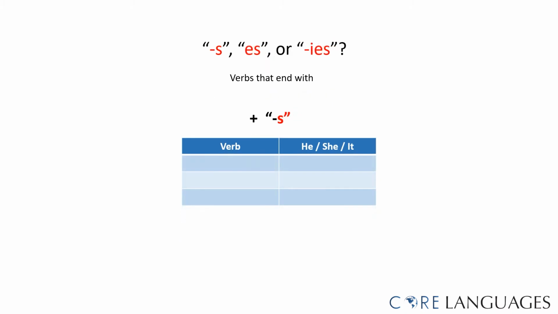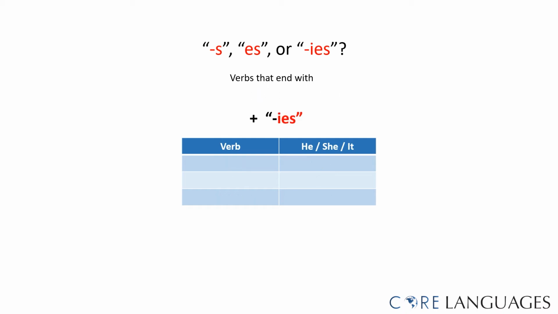We simply add an s if the verb is spelled with a vowel and y. For example, to pay. He, she, it pays. To obey. He, she, it obeys. And to annoy. He, she, it annoys.